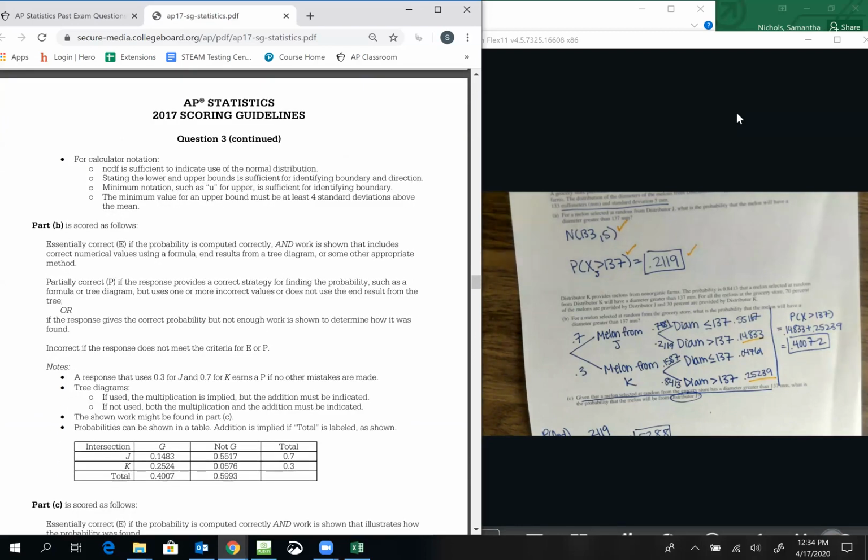Essentially correct if the probability is computed correctly and work is shown that shows correct numerical values using a formula and results from a tree diagram or some other appropriate method.